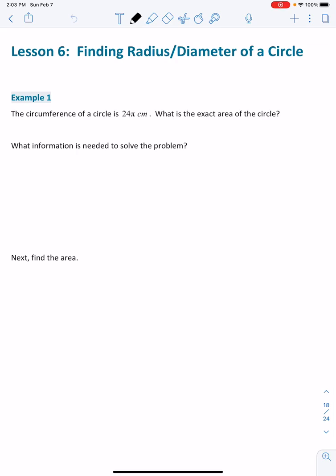This is lesson 6, finding radius, diameter of a circle. Example 1, the circumference of a circle is 24 pi centimeters. What is the exact area of the circle? In other words, it wants pi in the answer. So what information is needed to solve this problem? We need the circumference formula.